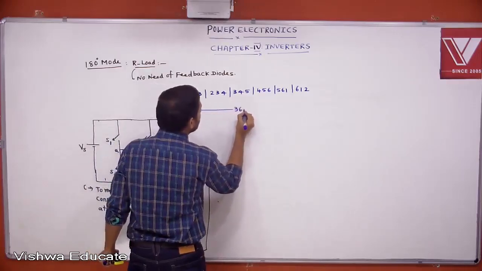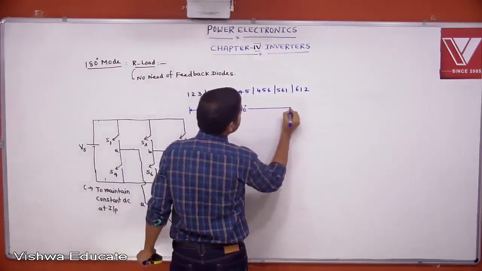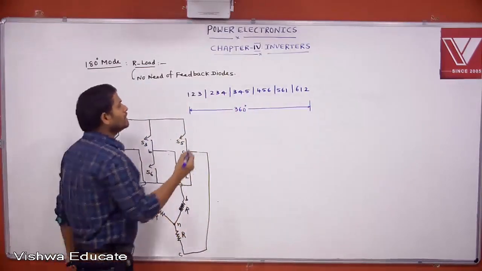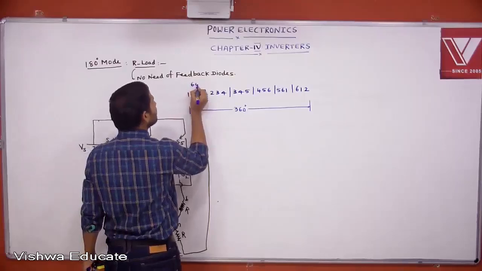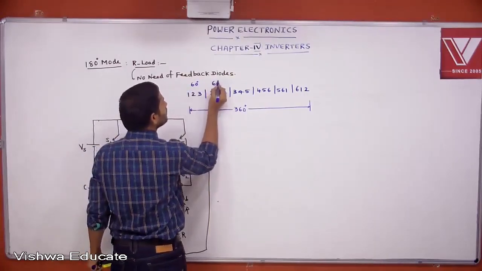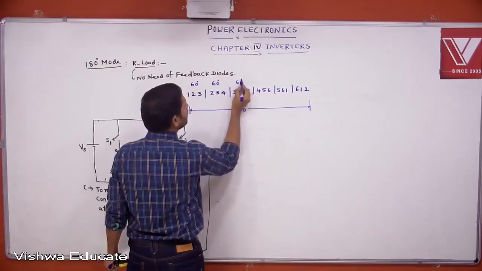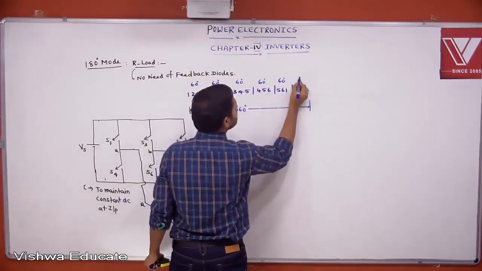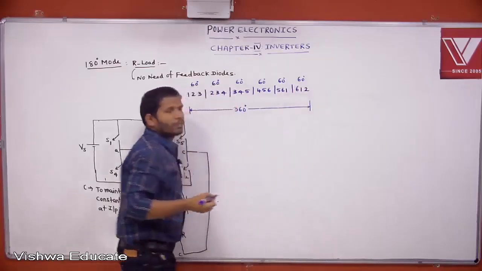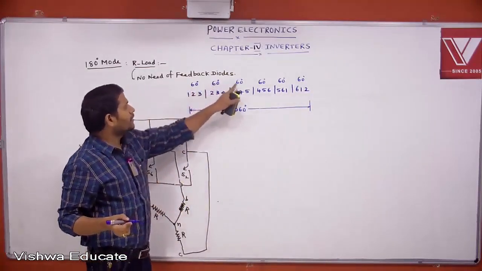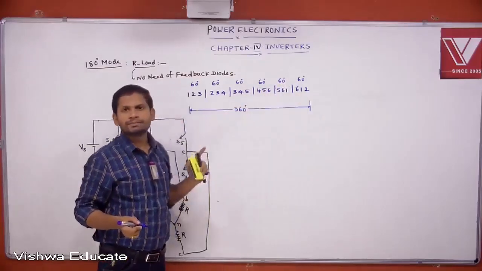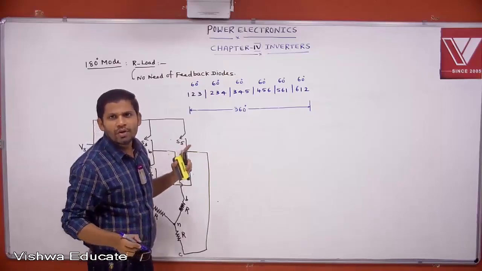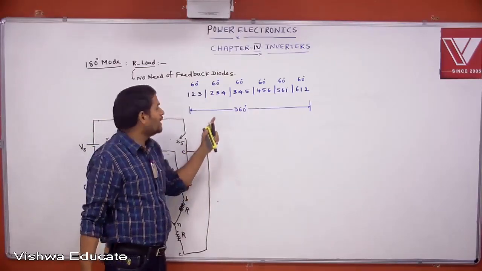Here we are drawing the waveforms for one cycle only, 360 degrees. This is 60 degrees, this is 60 degrees, and so on: 60, 120, 180, 240, 300, 360. Each device is allowed for 180 degrees. That's why it is called 180-degree mode. How is it? Each device is allowed for 180 degrees.